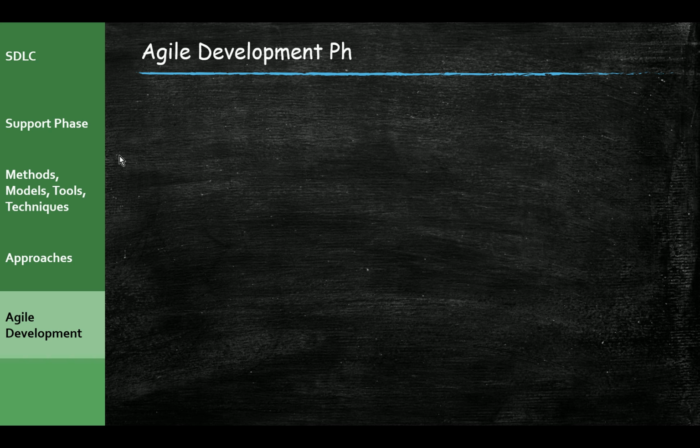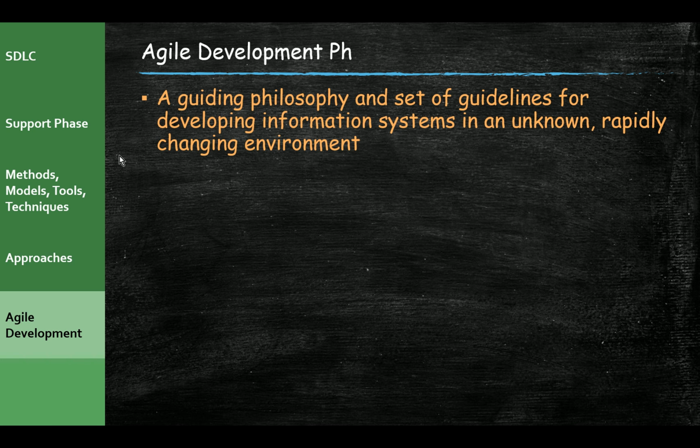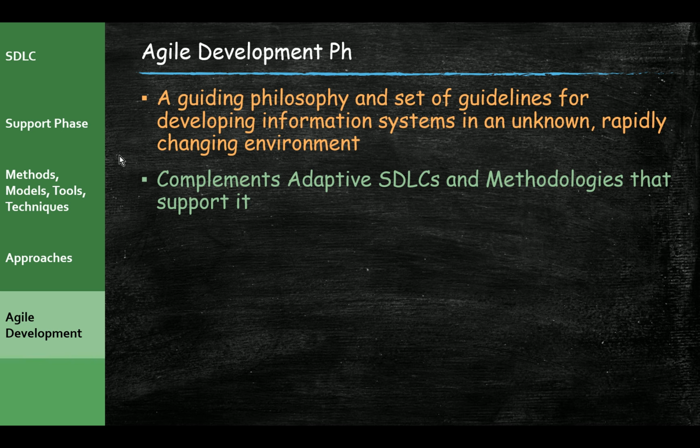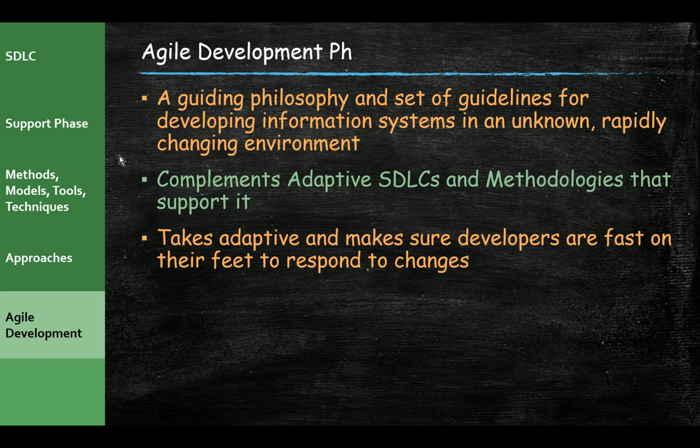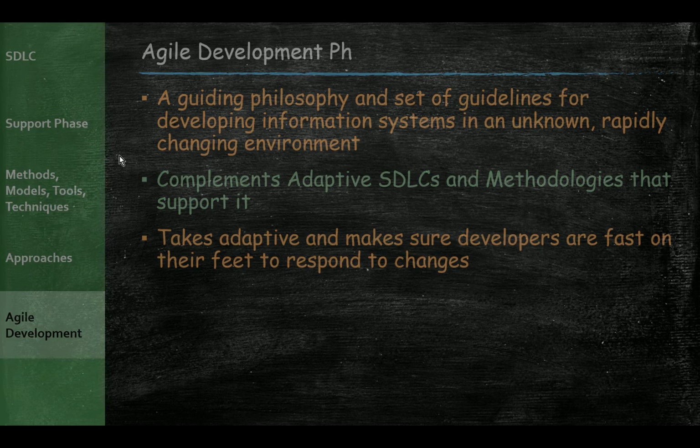So, Agile development, a guiding philosophy and set of guidelines for developing information systems in an unknown, rapidly changing environment, which I think is just about everything in IT now. It complements adaptive SDLCs and methodologies that support it. So if you're doing Agile development, you're using an adaptive SDLC or methodology. It takes adaptive and makes sure developers are fast on their feet to respond to changes. So that's basically what Agile development is.